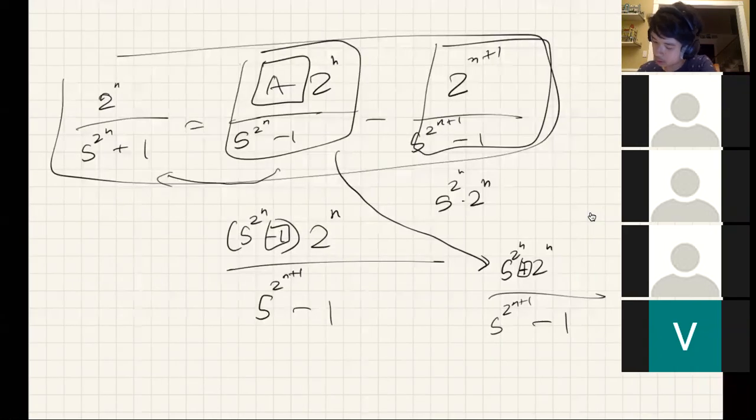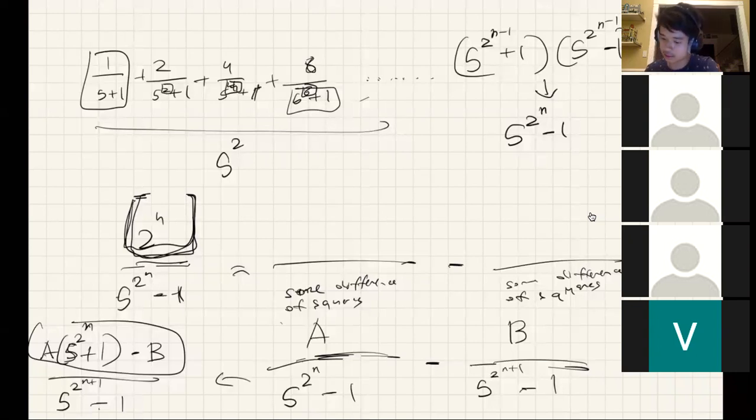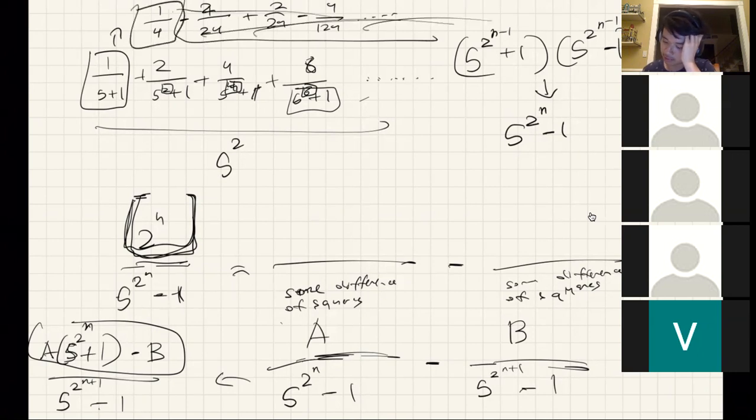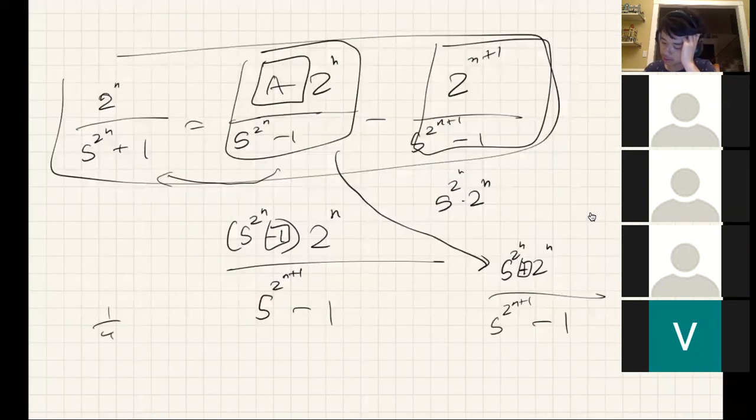So once again, we're going to simplify this to 1 over 4. So this is going to be 1 over 4 minus 1 over 4, minus 2 over 24, right? 25 minus 1 plus 2 over 24 minus 4 over 124 and so on, right? So ultimately, all of these terms are going to cancel, and our final answer is 1 over 4. So once again, sorry about that because my tablet was glitching for a second.